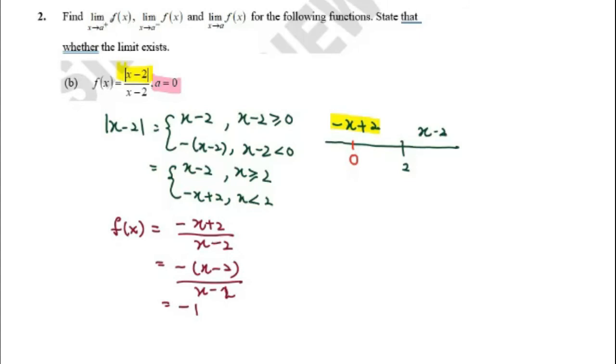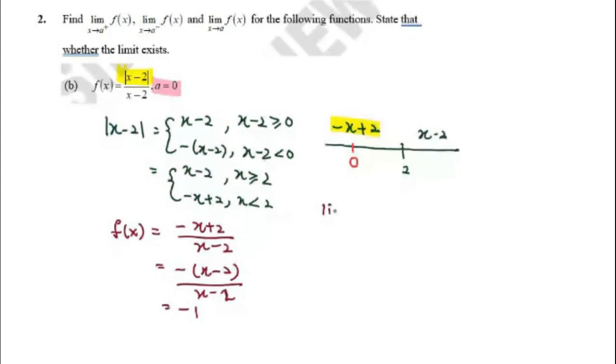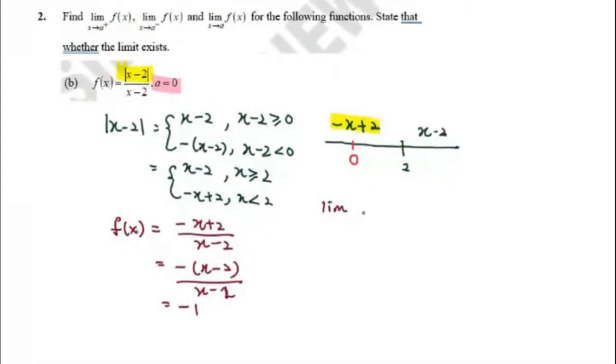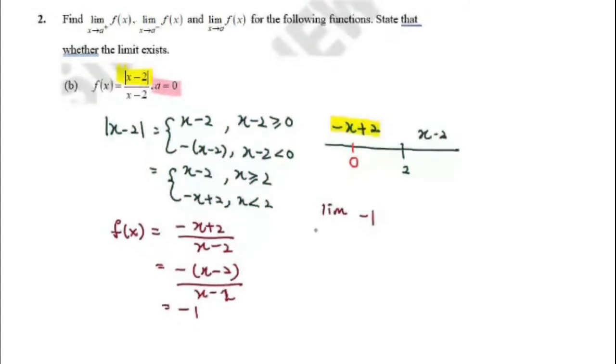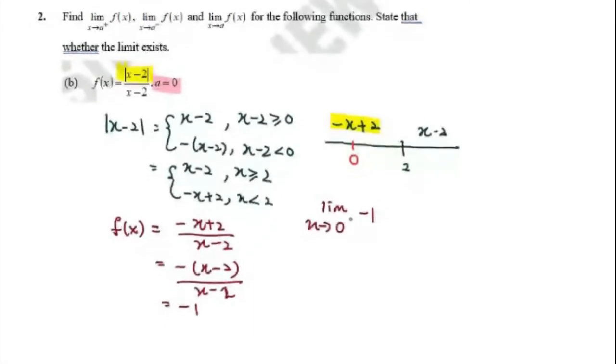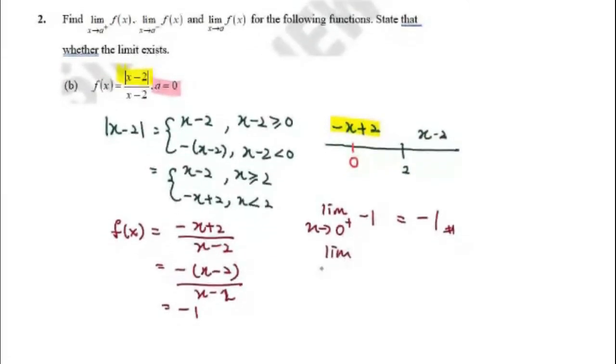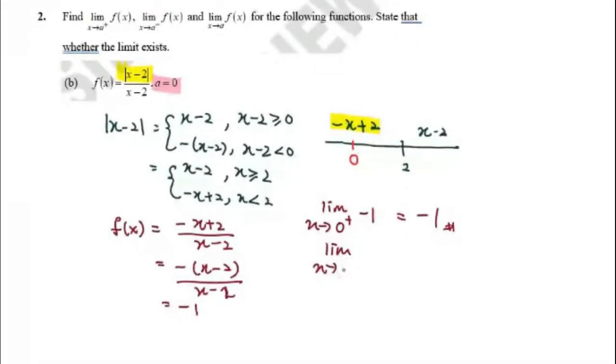the limit of the function when x approaches 0 from the positive side. So the limit for the function, my function is negative 1, where x approaches 0 from the positive side. So when we have the limit of a constant, we get the constant as the answer. Second question, limit for x approaches 0 from the left hand side. So the limit of a constant is still the constant.